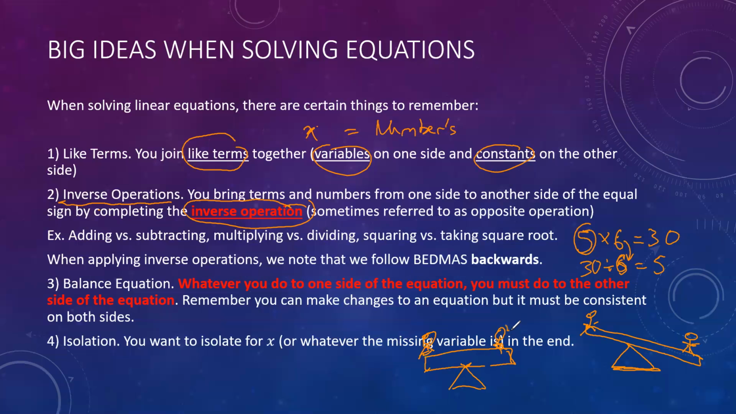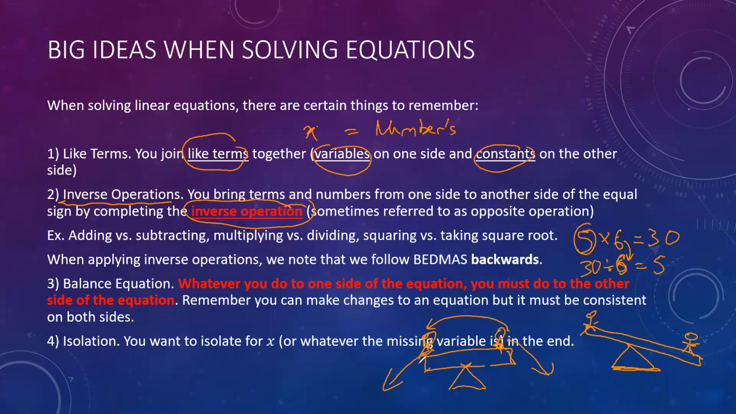So if I decide to move something to this side, I can't just move it per se. I have to make sure that I do it on both sides and kind of keep them equal. So if I subtract something from here, I have to subtract something from that one as well. That's the whole idea of balancing an equation.